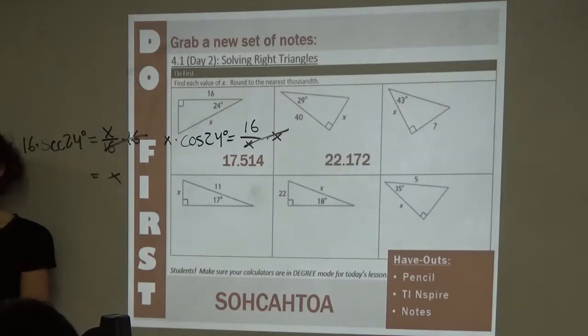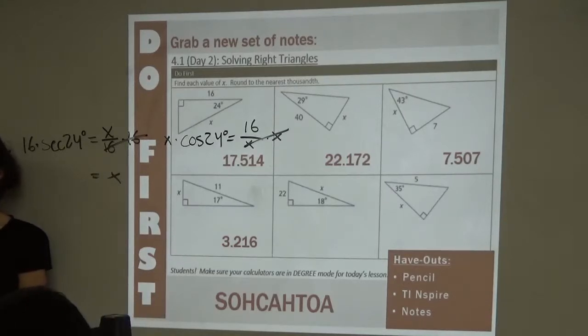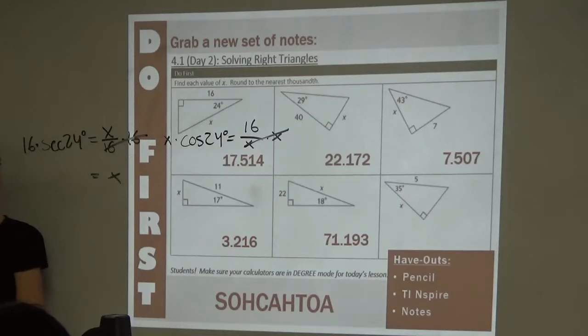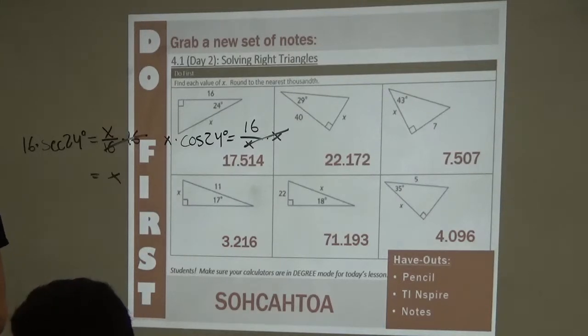Next one was 22.172, then 7.507, then 3.216, 71.193, and last 4.096. So notice for all of those, you were given an angle and a side, and you were solving for another missing side, okay? Using any of the 6 trig functions that we went over on Friday.